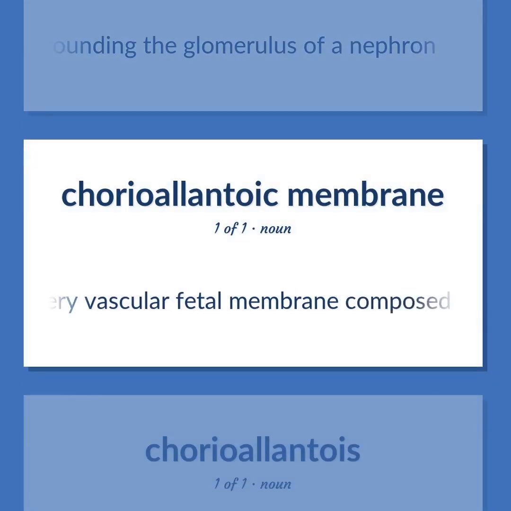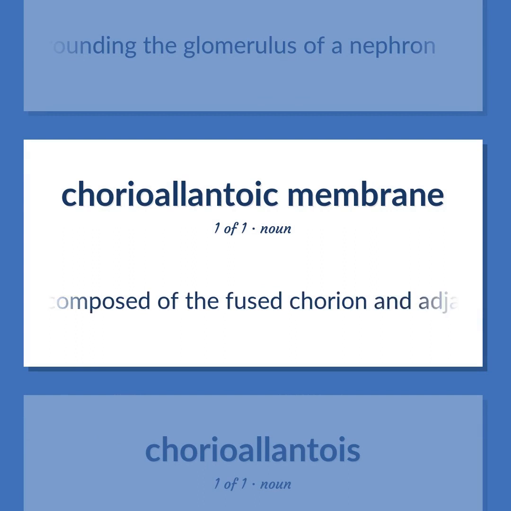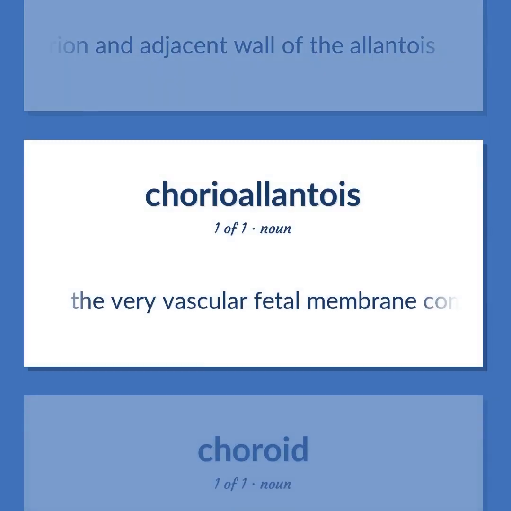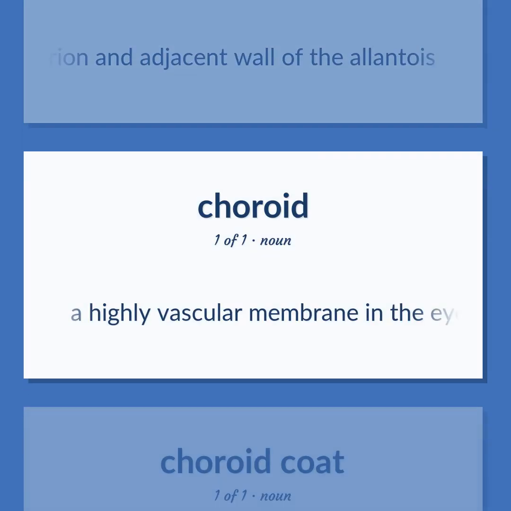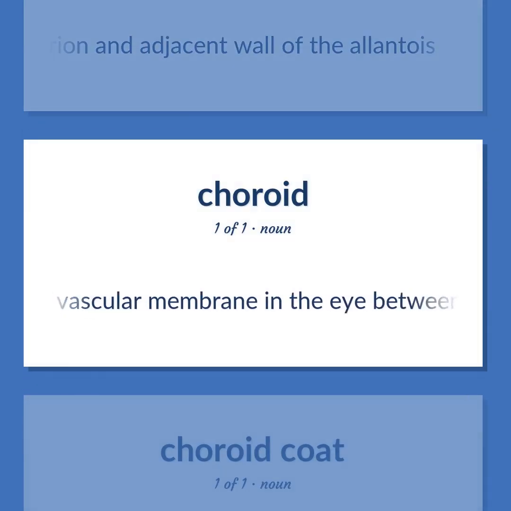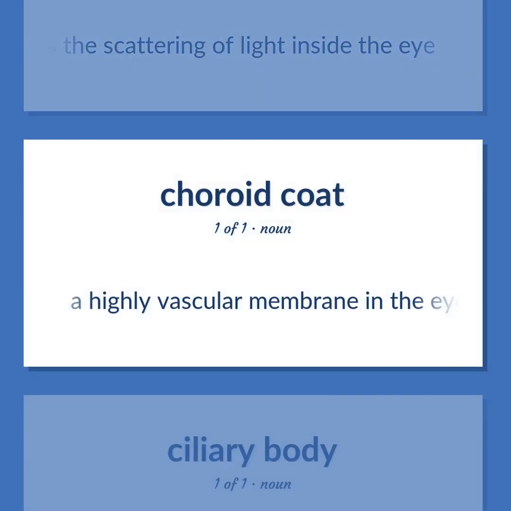The very vascular fetal membrane composed of the fused chorion and adjacent wall of the allantois. A highly vascular membrane in the eye between the retina and the sclera. A dark pigmentation minimizes the scattering of light inside the eye.